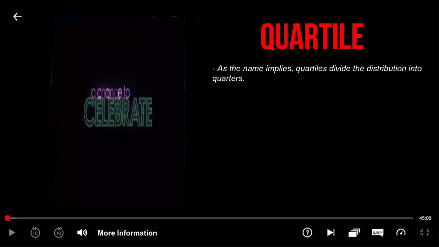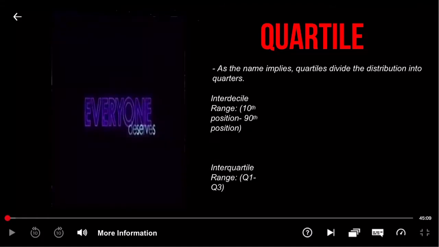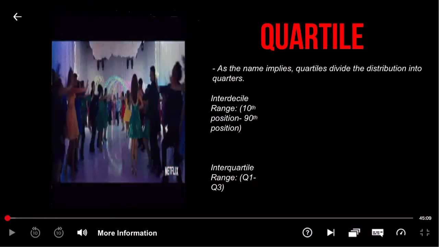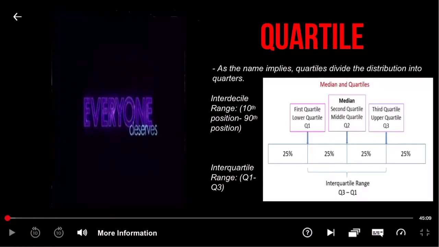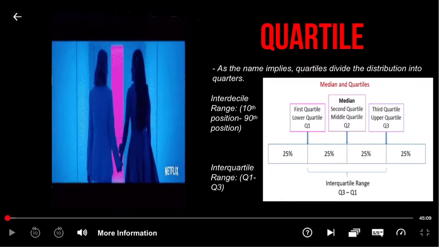Quartile. As the name implies, quartiles divide the distribution into quarters. We have the interdecile range, which is from the 10th position to the 90th position. We also have the interquartile range, which is from Q1 to Q3. We have an illustration here of the median and quartiles.